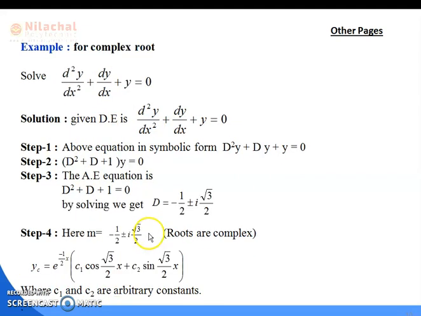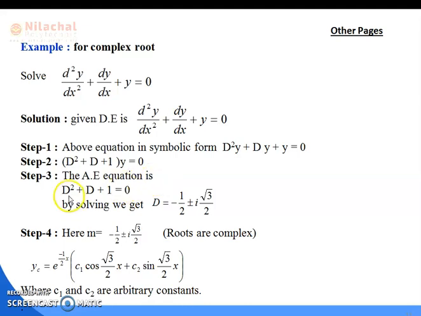Then come to complex roots. Complex root means the root is a complex number. So let's solve this question: solve d square y by dx square plus dy by dx plus y equal to 0. As before, we have to follow the procedure. The given differential equation is this one, you have to write it again. Then you convert your question into symbolic or operator form, means you are using capital D here. After that you take common y, and then you write the auxiliary equation.